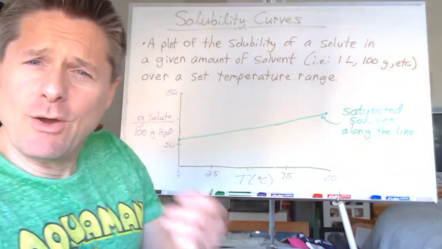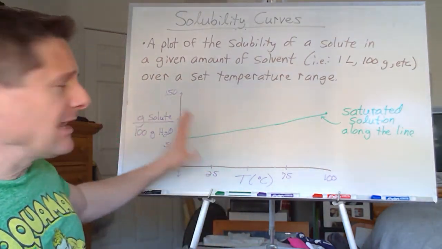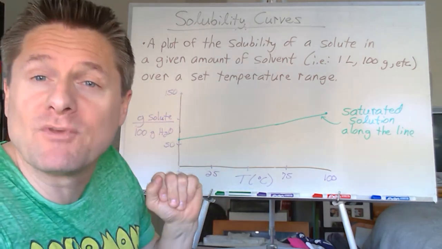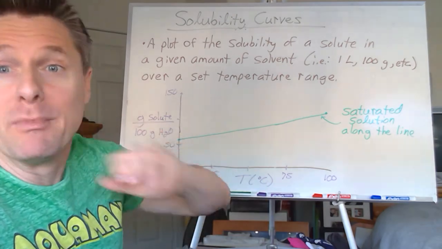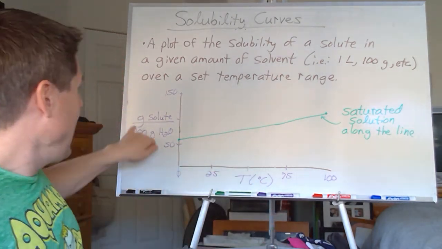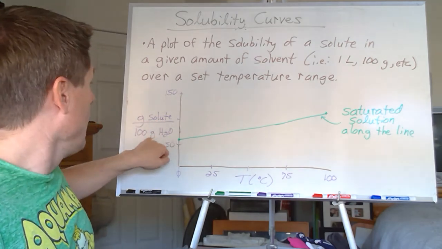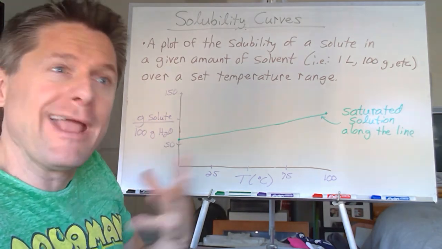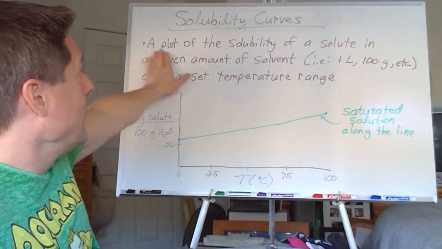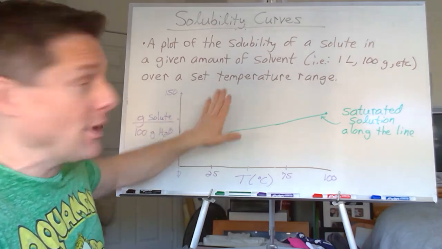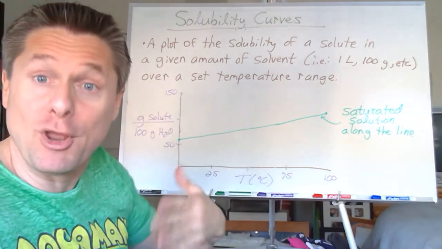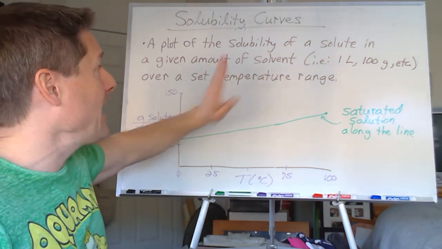All right, so imagine we go to lab and pick a set amount of solvent, say 100 grams of water, or 100 milliliters or 1 liter. You can pick any amount, but a lot of the solubility curves that I see have grams of solute per 100 grams of water as the concentration unit at equilibrium, for the solubility. So it's a plot of the solubility of the solute, how many grams of solute per 100 grams of water, at a particular temperature range.